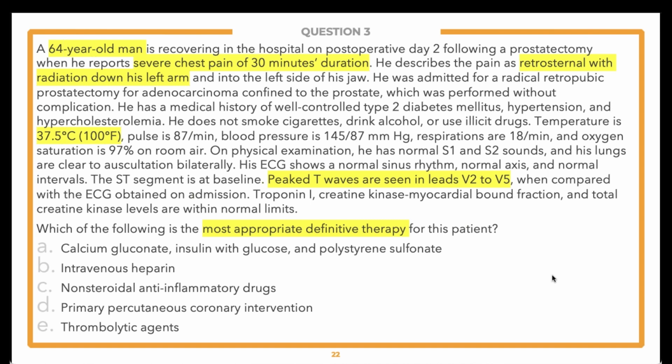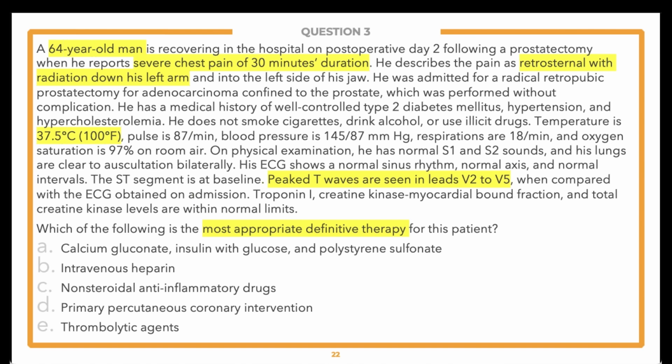So options here. Do you want to give him A, calcium gluconate, insulin with glucose, and polystyrene sulfonate? Do you want to do B, intravenous heparin? Option C, NSAIDs, non-steroid anti-inflammatory drugs. Option D, primary percutaneous coronary intervention. Option E, thrombolytic agents.